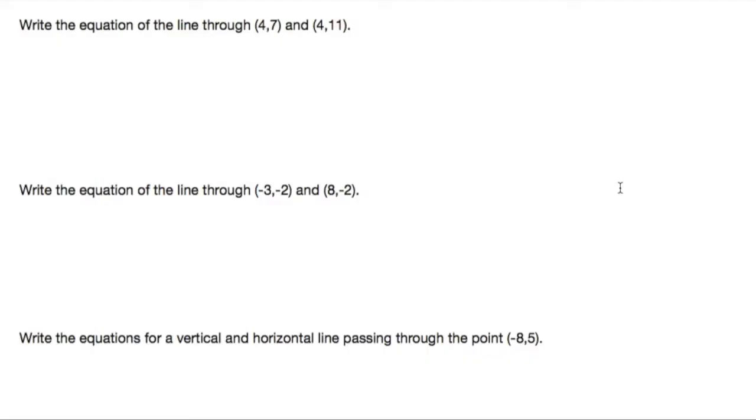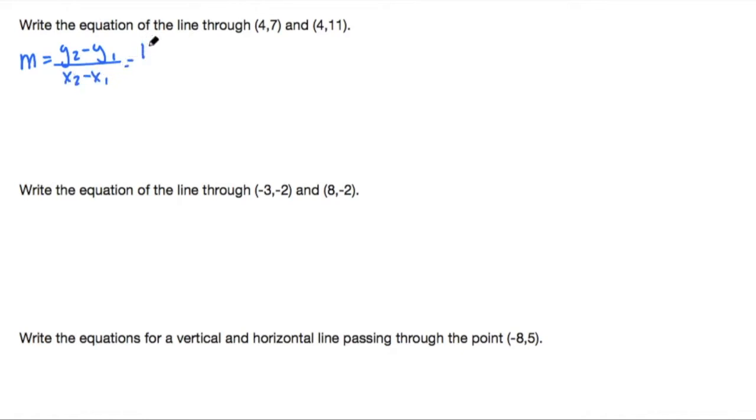Hello again. In this lesson, we're going to be talking about vertical and horizontal lines. Sometimes they sneak up on us. If we are asked to write the equation of the line passing through (4, 7) and (4, 11), you might think to jump right away into our slope formula, m equals y2 minus y1 over x2 minus x1. And this won't lead you wrong.